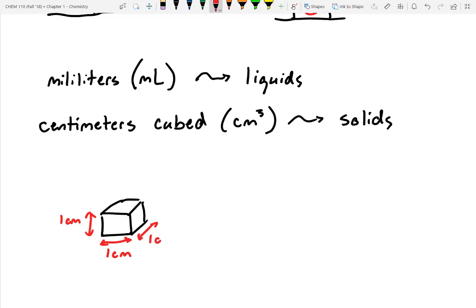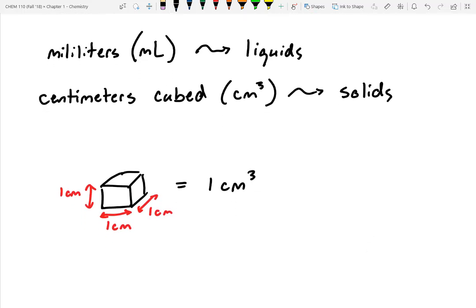And its depth is 1 centimeter. This is equal to 1 centimeter cubed. So it's all three of these components multiplied by each other, and that will give you the total volume.